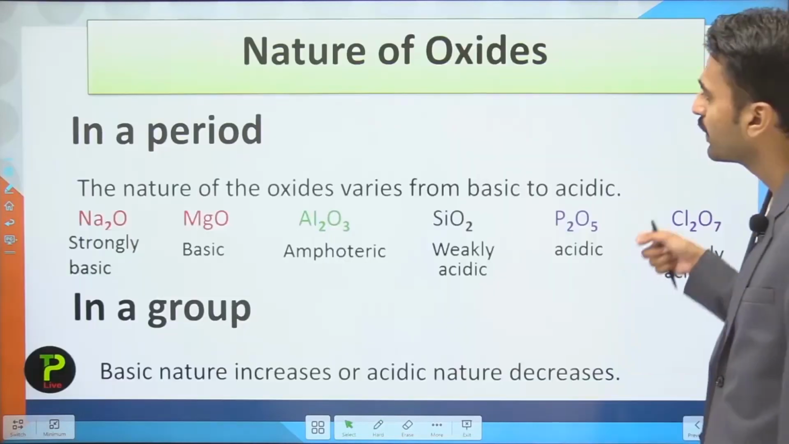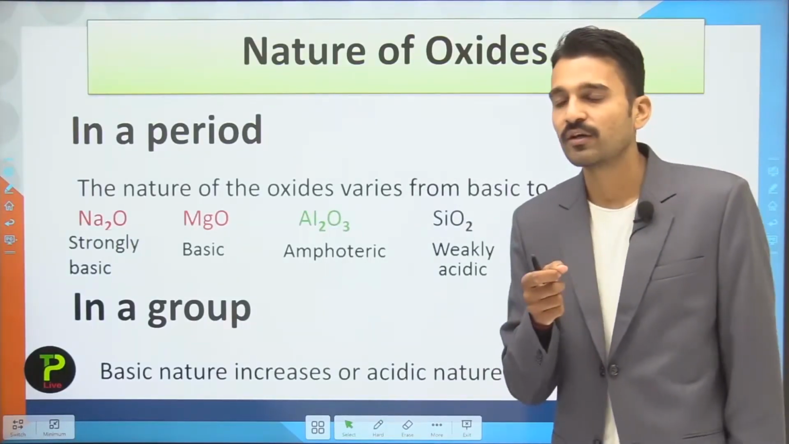So moving on to another topic, the nature of oxides. So what are oxides?